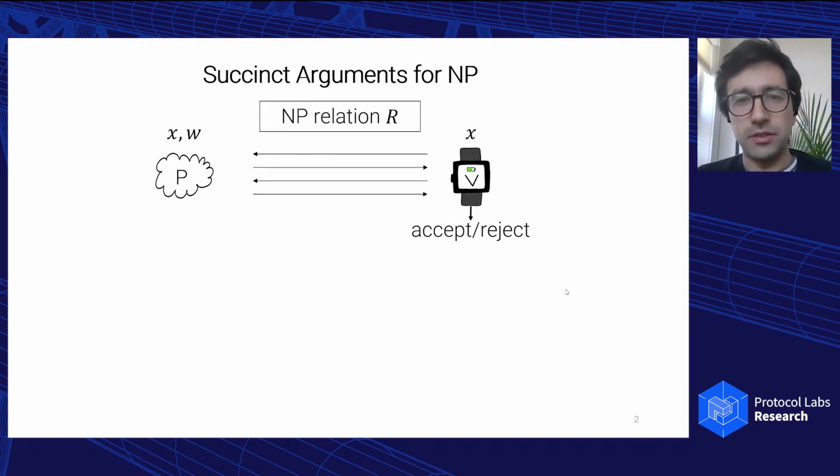So a succinct argument is a proof system. We may be familiar with zero knowledge proof systems. This is another kind of proof system where you have some NP relation. The typical NP problem is: there exists a witness w such that (x, w) is in this relation R, and you have a prover that wants to prove to a verifier that the (x, w) that he holds is in this relation.